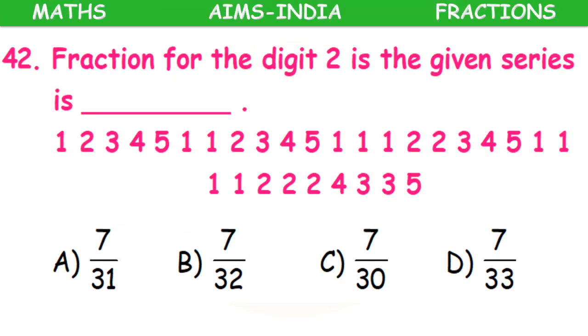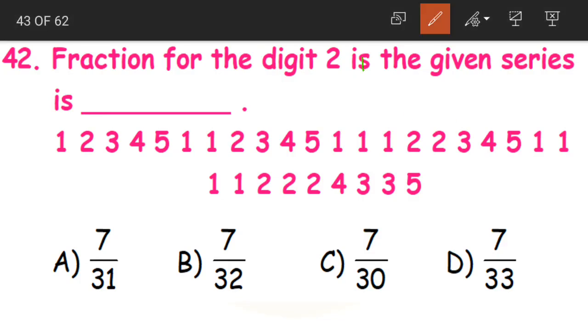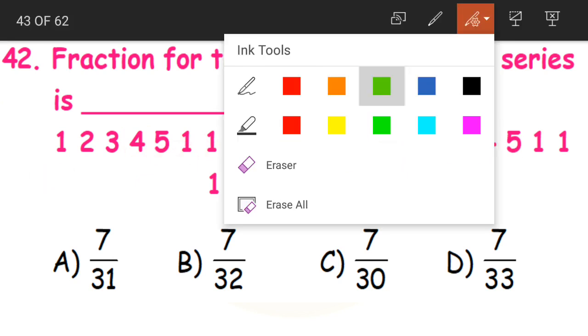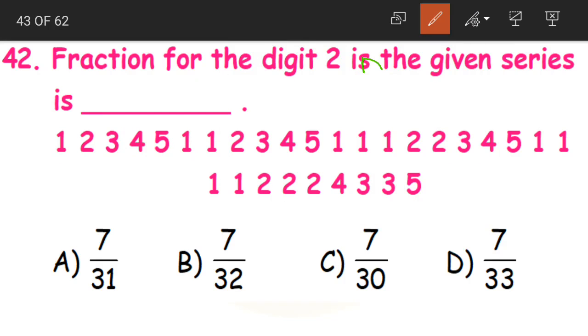Next, fraction for the digit 2 in the given series is dash. We have 1, 2, 3, 4, 5. See, we are having so many numbers here. First we need to do what? We need to count the number of 2's. 1, 2, 3 and 4, 5, 6, 7.